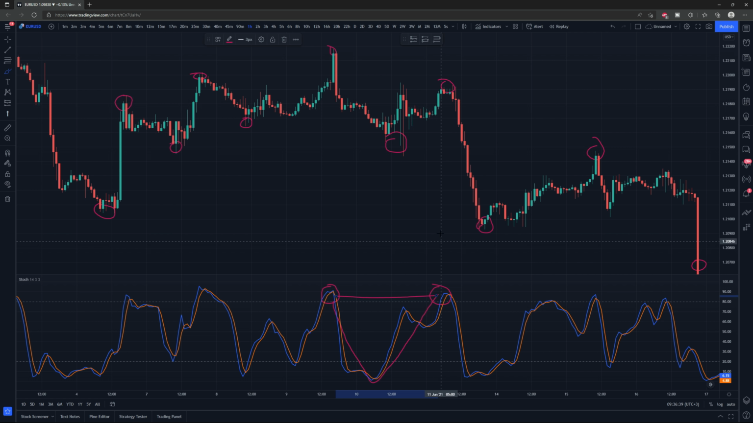Price made a lower high here, but the indicator has already fully reset back up to the overbought territory. So we see a full cycle on the indicator. It goes from overbought to oversold and all the way back to overbought, but price makes a lower high here. So the indicator is telling us that it is already reset. It's primed, ready to go down.